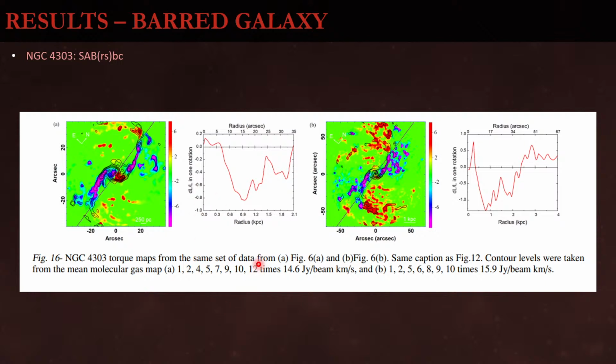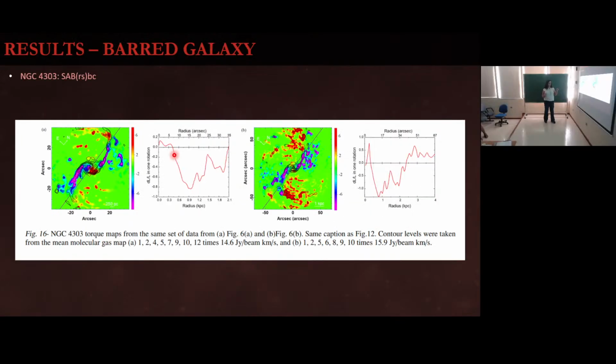Okay, so this is the torque map, and this is the variation of angular momentum in one rotation. If you just look at the torque map, we're not going to understand much of what is happening. But when we look with this curve, we will be able to understand what is the main phenomenon that is happening within this galaxy.